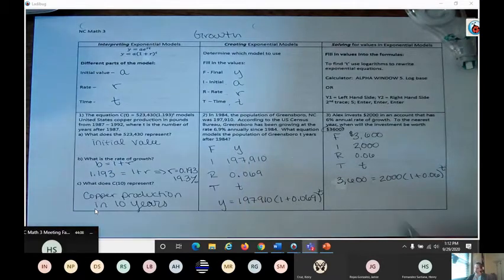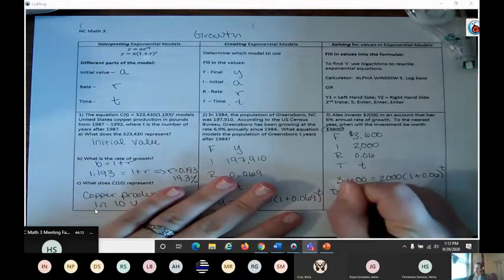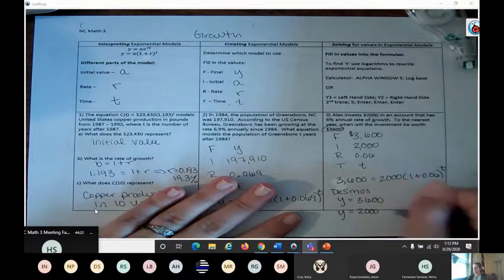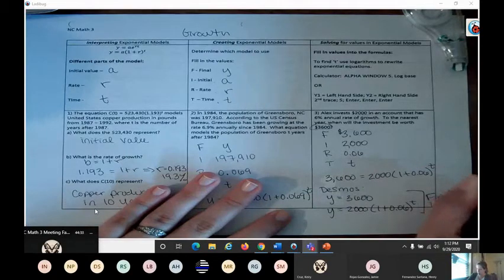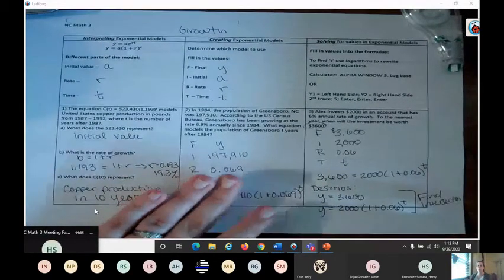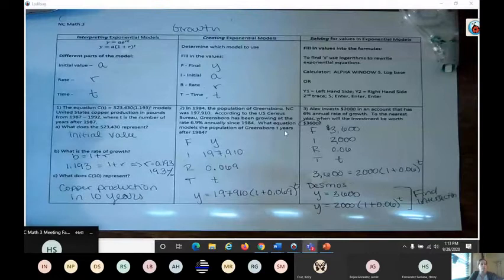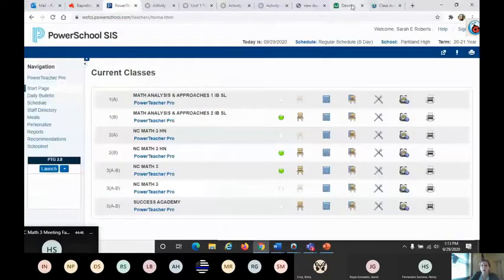Okay, so on Desmos, I think most of you are probably using Desmos. Make one equation with y equals 3,600 and another equation as y equals 2,000 times 1 plus 0.06 to the t power, and then we're going to find the intersection. Okay, so I'm going to show you how to do this. It's very easy once you figure it out. So let's downsize this a little bit. Pull up Desmos.